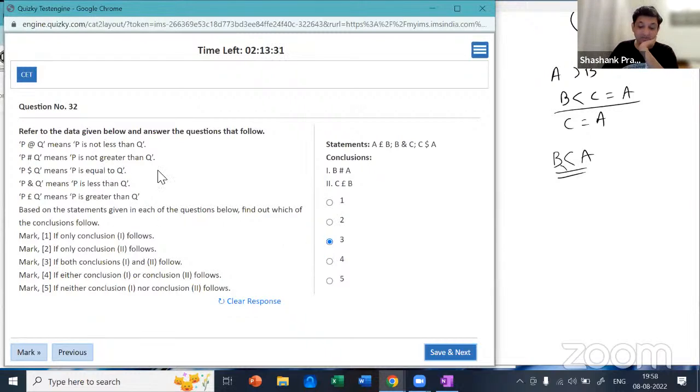Because B hash A means B is not greater than A. So B is not greater than A for sure. B is less than A. B is definitely not greater than A. Okay. All right. I think it is fine.